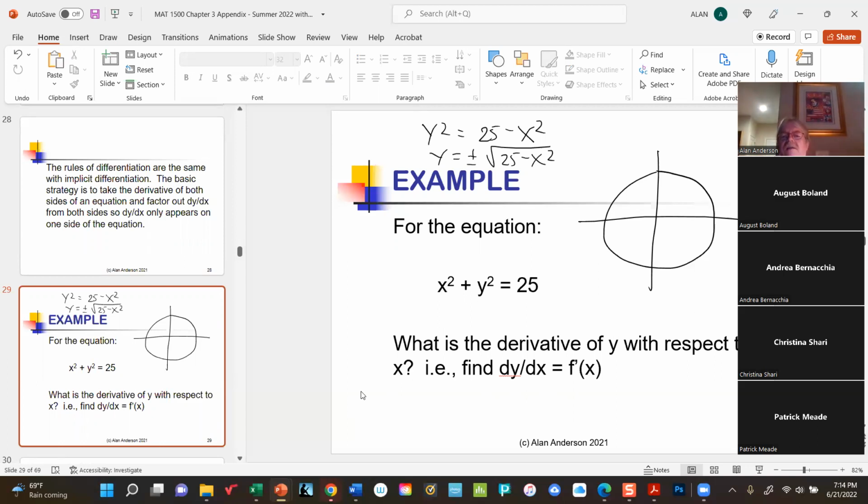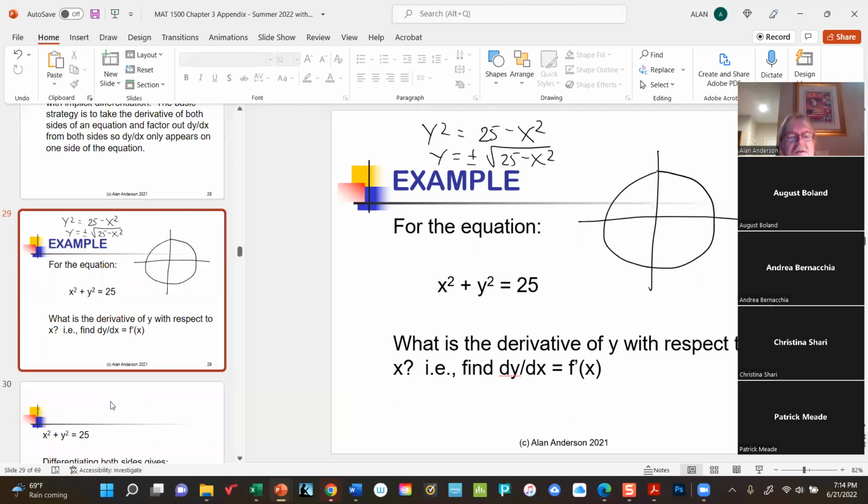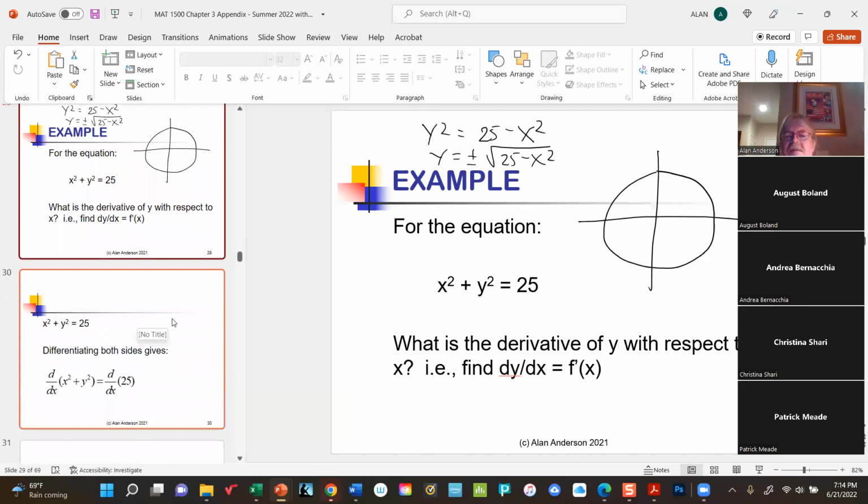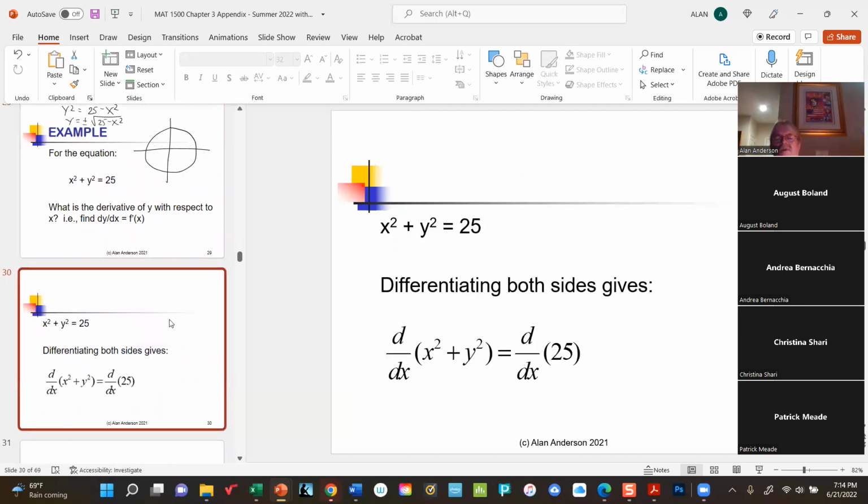So what we're trying to find is dy/dx. And so here's what we're going to do. First, let's take the derivative of both sides. And of course, always remember dy/dx and f prime of x mean the same thing. This is one of Leibniz's ideas. He liked this approach. Newton, I believe, just stuck with the f prime of x.